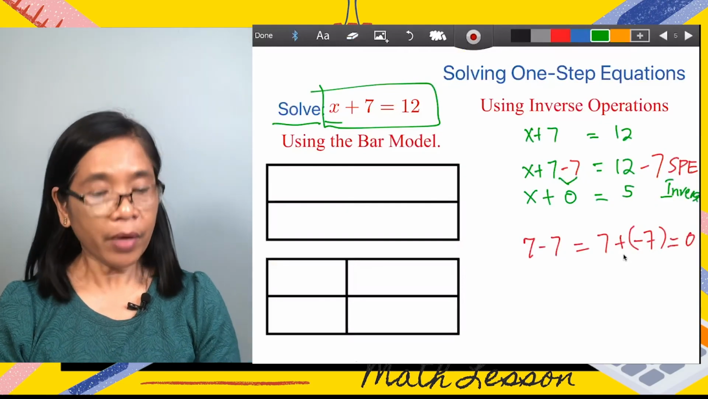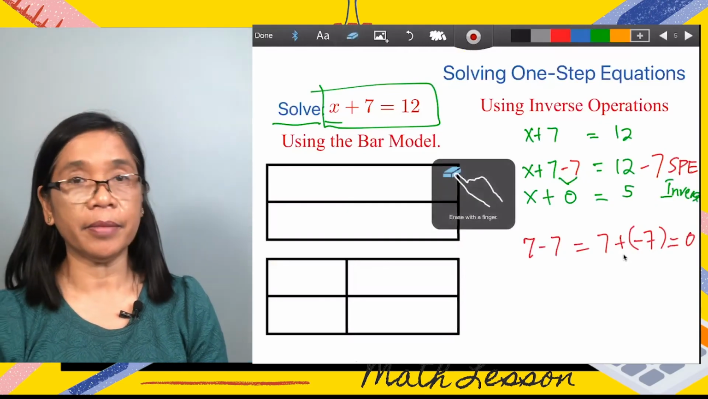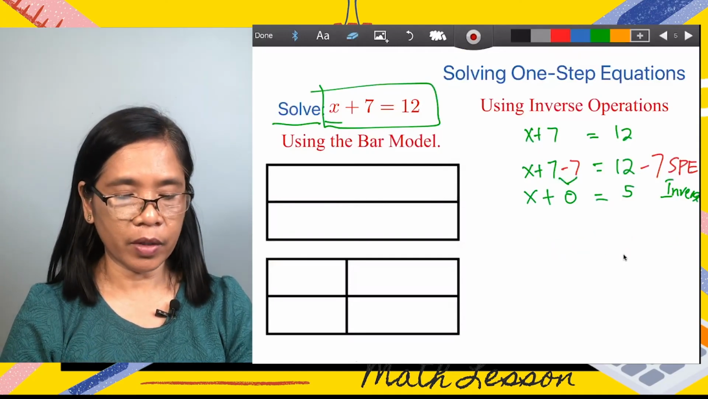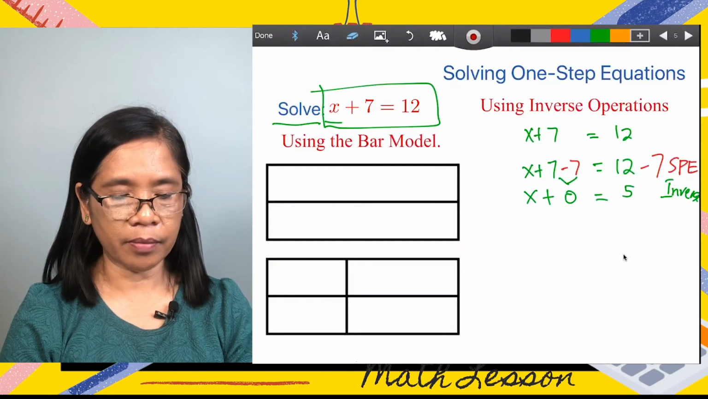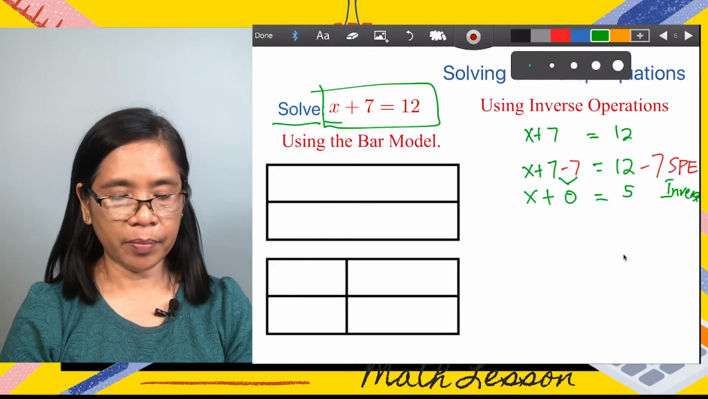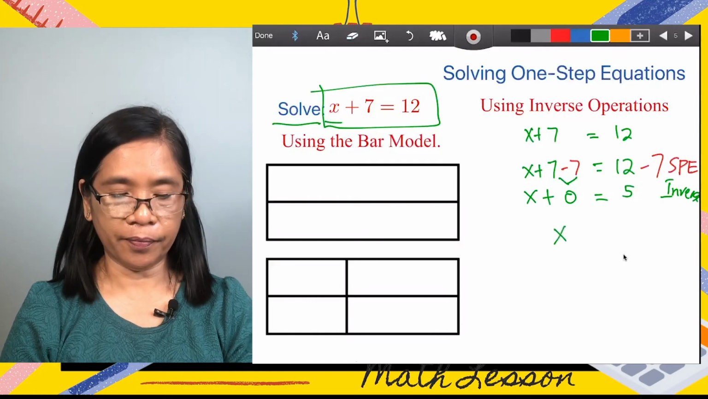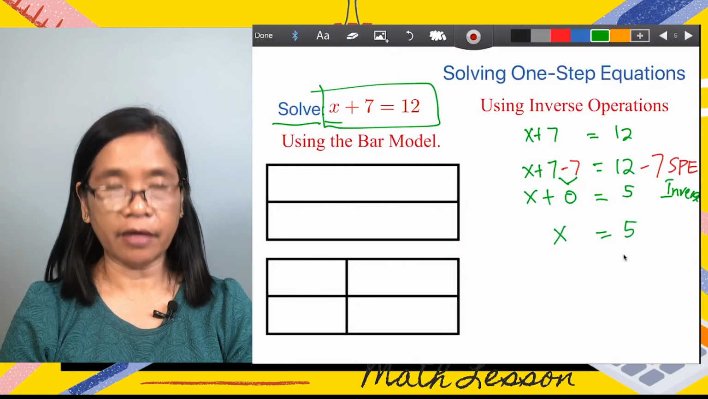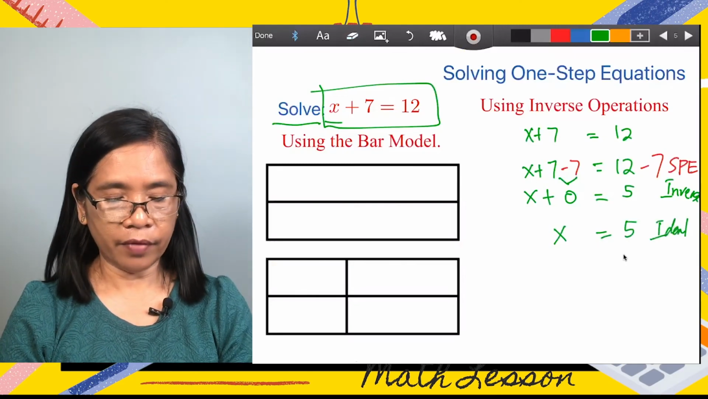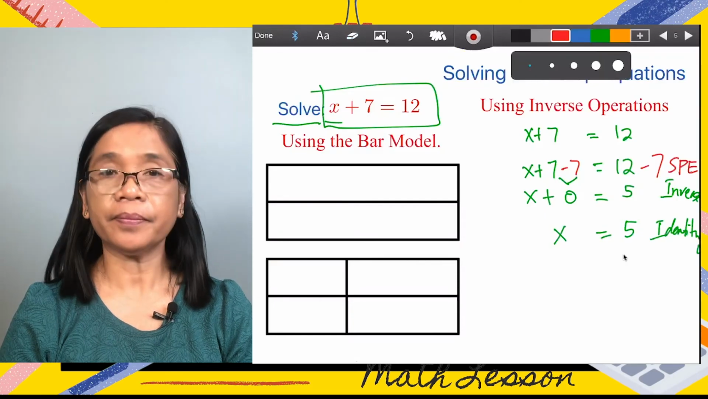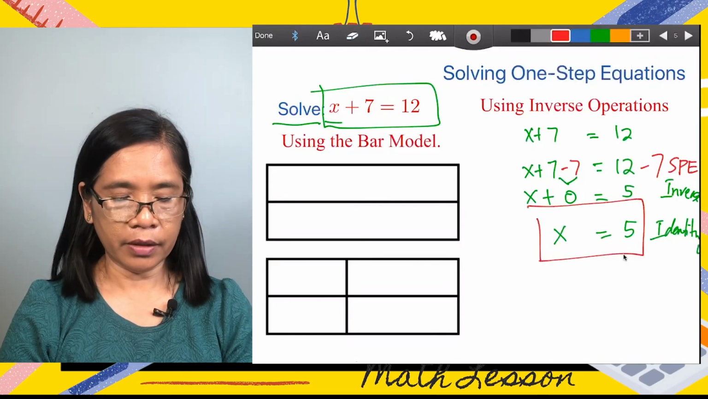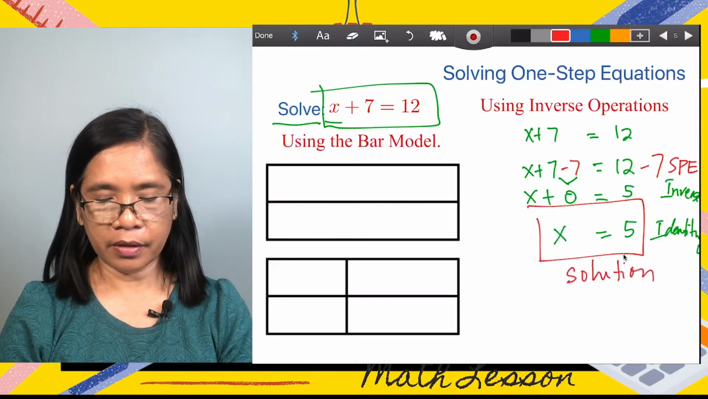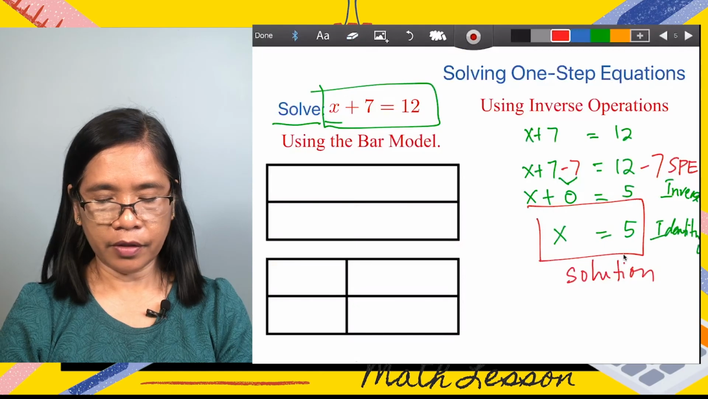Now I will show you how to solve the equation using the bar model. So if we have x plus 7 equals 12, these two quantities are equal, so we represent each side of the equation by the same bar. So x plus 7 will be 12. Then we're going to decompose 12 into 7 and 5. So these two are equal, so then x must also be equal to 5. So we call x equals 5 the solution to the equation, which means that if we substitute x with 5, this will become a true statement.